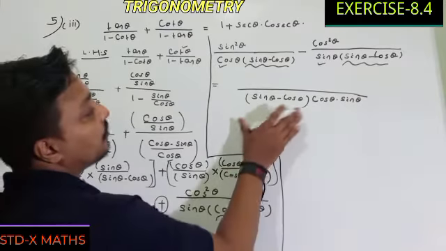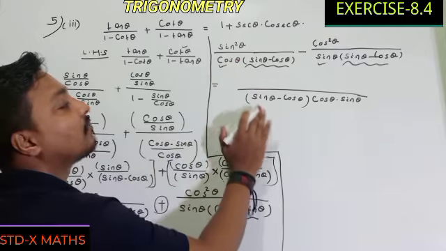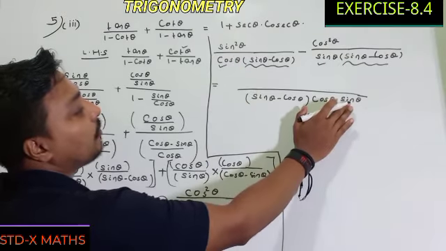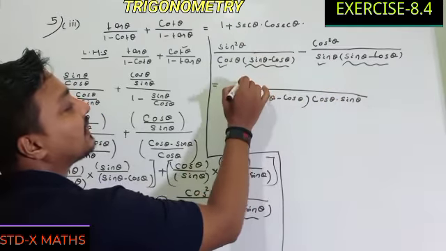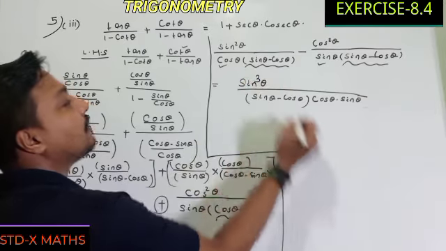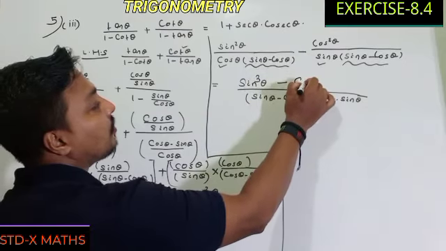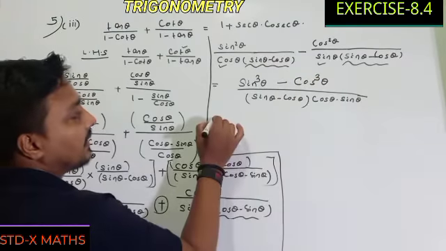Okay, and this term is to be divided by the denominator of our first term, sin theta minus cos theta. It will be divided, and here only sin theta is left. So sin square theta into sin theta gives us sin cube theta, sin to the power 3 theta, and here it will be cos to the power 3 theta.